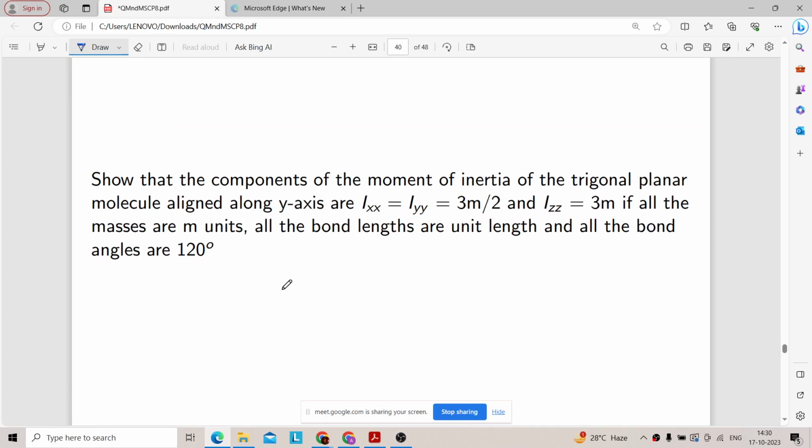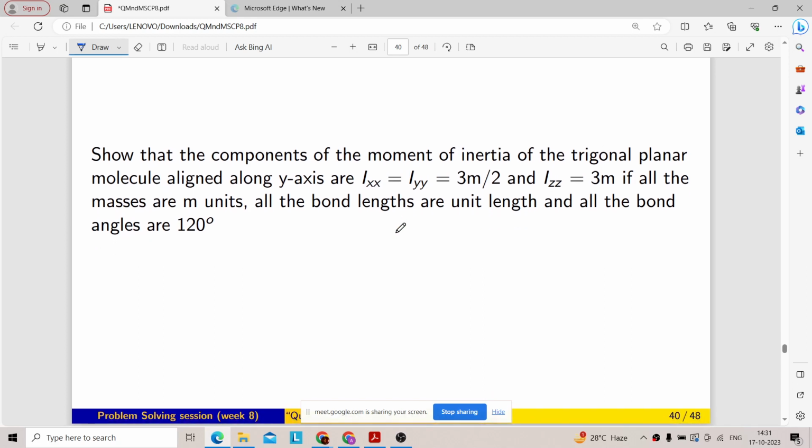So the components of the moment of inertia of a trigonal planar molecule aligned along the y-axis are, along the x-axis and y-axis, 3m by 2, and along the z-axis it will be 3, if all the masses are m units, all the bond lengths are unit length, and all the bond angles are 120 degrees.